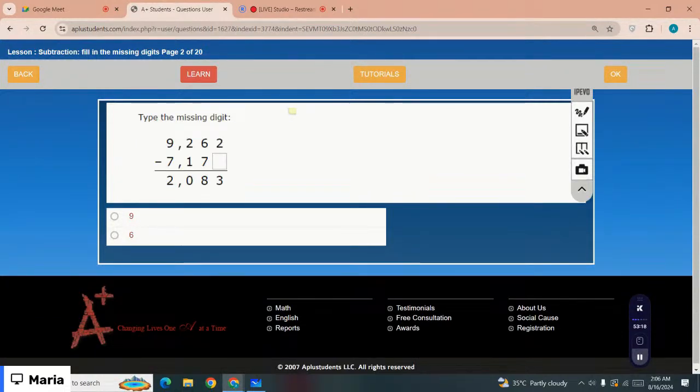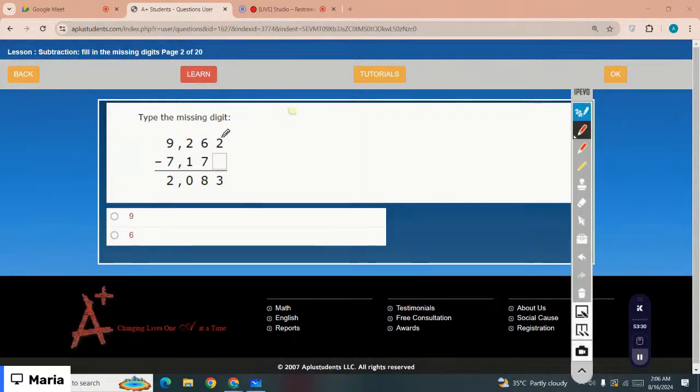Okay, the next one is type the missing digit. You have to type the missing digit. So which digit is missing? No one is answering the question I am asking. Which digit is missing? You have 2 here, right? 2 take away what number is 3? 9 it is. You need to borrow 1 and 12 take away 9 is 3, right? If that would be 6, then you can see this number also. 12 take away 9 is 3. So that means the missing number is 9.